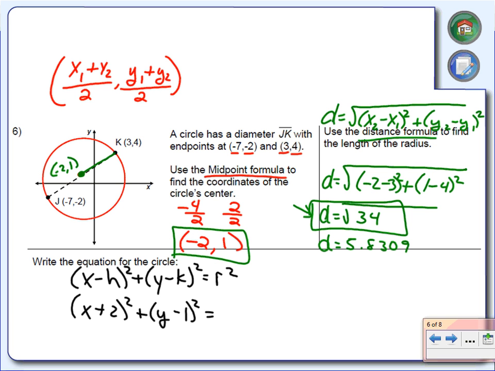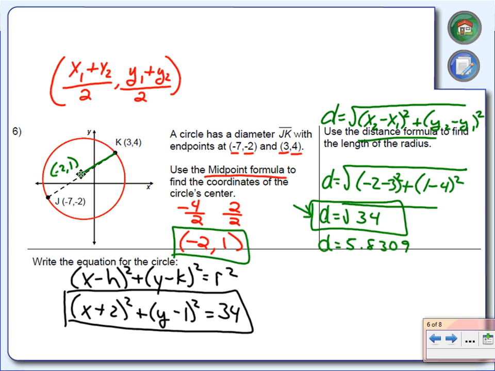And now for the radius. Whatever the radius is, we need to square it. And we've already said that the radius was the square root of 34. So what do you get when you square the square root of 34? Put it in your calculator if you don't know. What is the square root of 34 squared? It's 34. Basically, the square root and the square just cancel each other out. Therefore, the equation of this circle that we were given is this right here. X plus 2 squared plus y minus 1 squared is equal to 34.